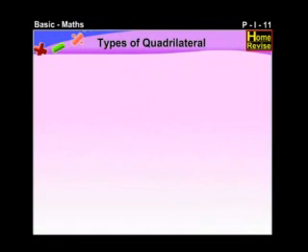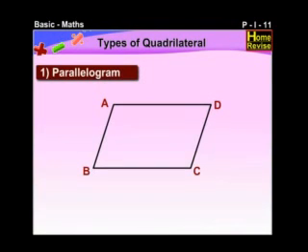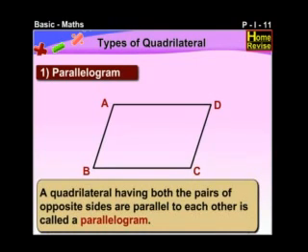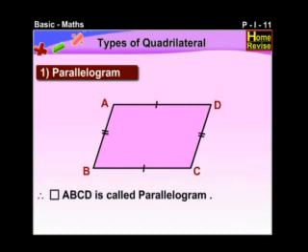Types of quadrilateral. The first type is a parallelogram. Definition: a quadrilateral having both pairs of opposite sides parallel to each other is called a parallelogram. Now see the diagram. In quadrilateral ABCD, side opposite to AB is DC, side opposite to side AD is BC. Now AB is parallel to DC and AD is parallel to BC. That means opposite sides are parallel to each other. Therefore, quadrilateral ABCD is called a parallelogram.